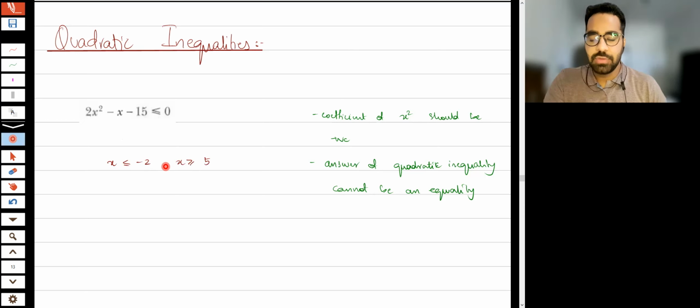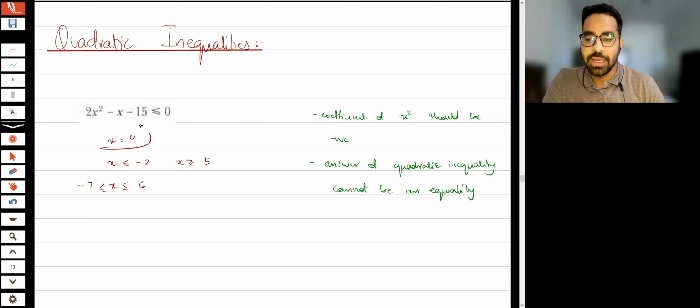Now, I'm just giving random solutions for inequalities. I haven't solved it yet. I'm just giving an example of what kind of answers you can expect from your quadratic inequalities. x can be between 6 and -7. Okay, so you can expect these kinds of answers from your quadratic inequality. You cannot expect equality in your answer. Okay.